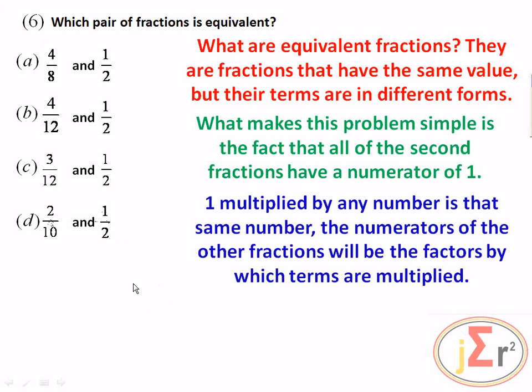2. Right, so it is easy to determine what number we should multiply by because all of these numerators are equal to 1. So 1 multiplied by any number is that same number. The numerators of the other fractions will be the factors by which terms are multiplied. And we'll do it all at once. So for this one, we will multiply by 4. And for the other one, we'll multiply by 4 also. So these two will have the same factors that we multiply by. And this one we multiply by 3. So let's go.